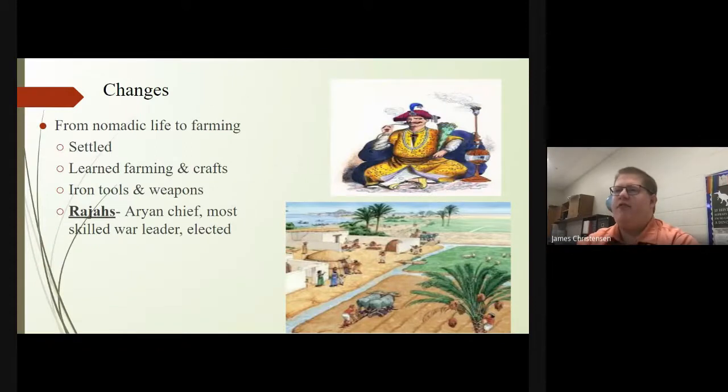Now some changes. Eventually, they changed over from the nomadic life to farming. They settled, they learned farming and certain craft skills, and they began to develop things like iron tools and weapons. It's why back in the ancient world, we refer to this as the beginning of the Iron Age.